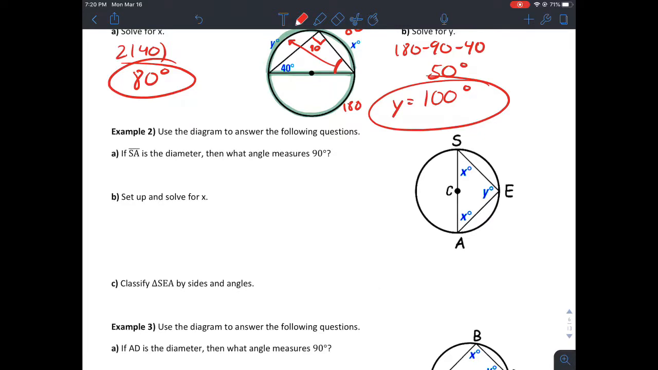Now for example 2. I want you to see if you can do this one, right? Think about what you know about diameters and how if you have a diameter and an intercepted arc and the inscribed angle, think about the relationship and see if you can figure out what y is equal to. And then see if you can figure out and solve for x. So go ahead, pause the video, see if you can figure it out.